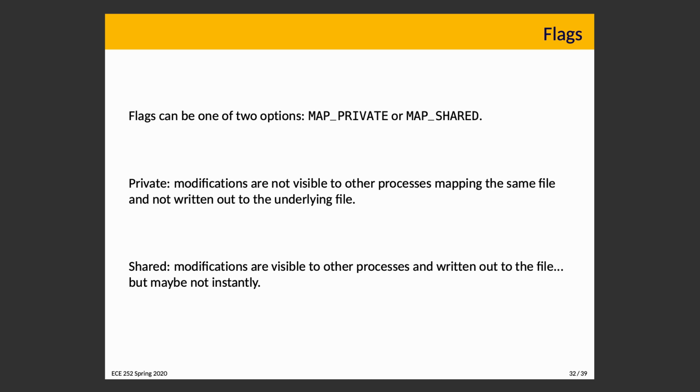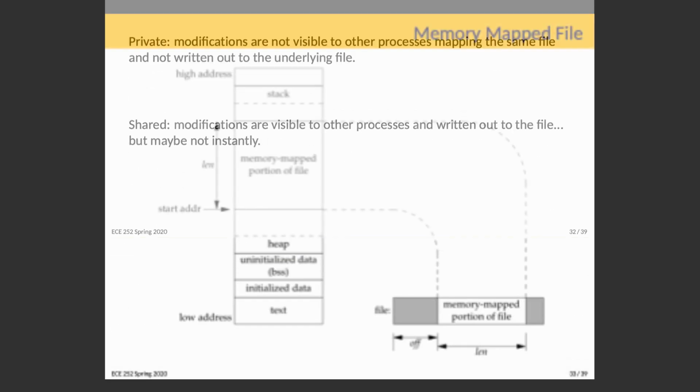As you might imagine, the private flag is what makes sense if we just want to work with a file ourselves and have it as our little scratch space. And shared is what we're going to use when we want an interprocess communication type scenario.